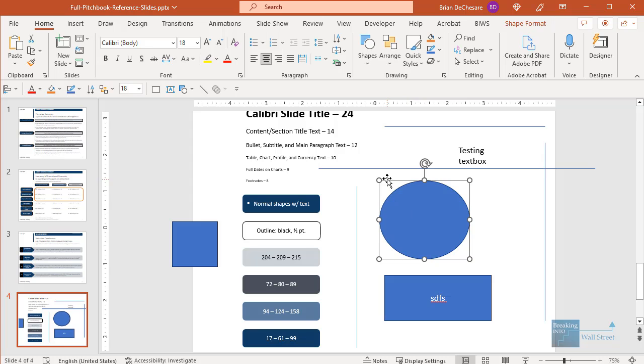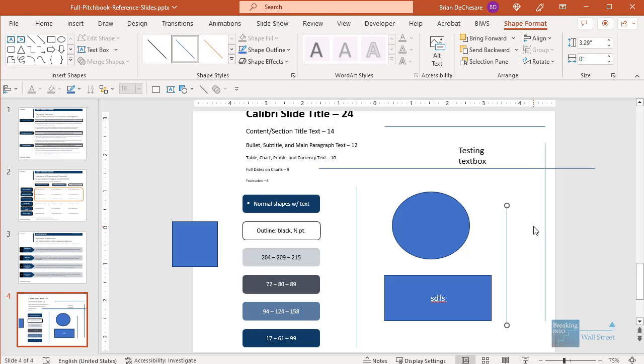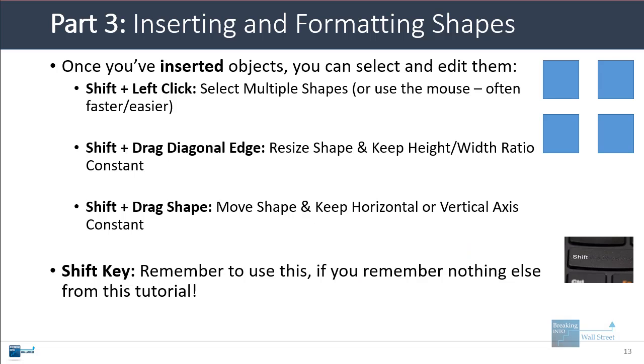The Shift key lets you resize shapes and keep the height to width ratio constant. And then when you're actually drawing shapes, the Shift key lets you keep them straight or keep the height to width ratio constant if you're inserting a rectangle or a circle or something like that.